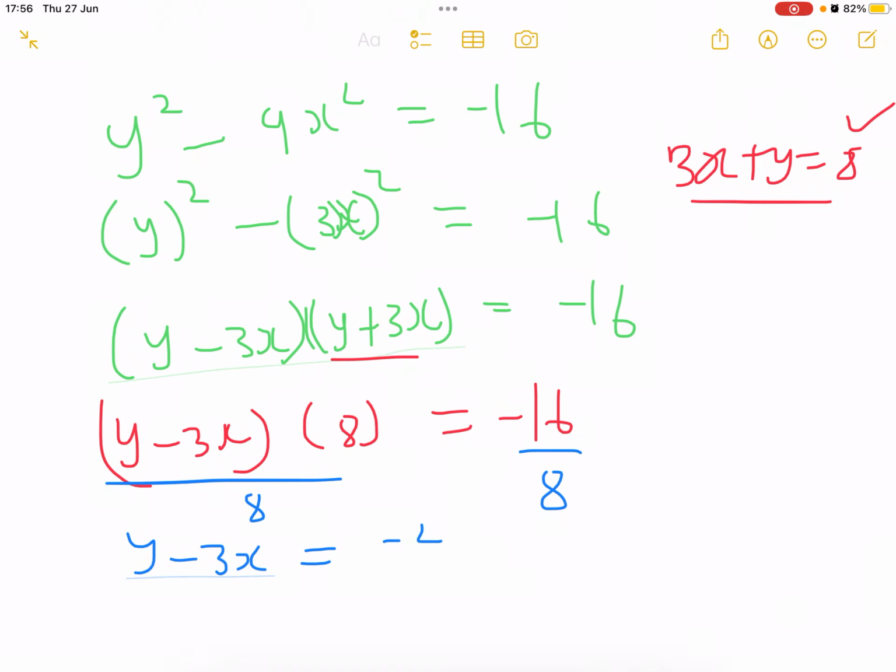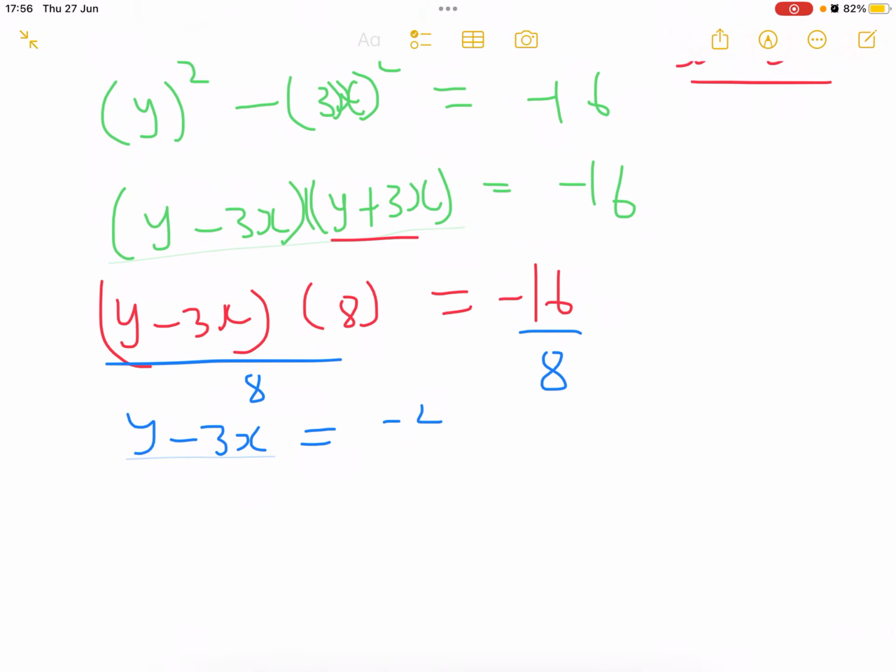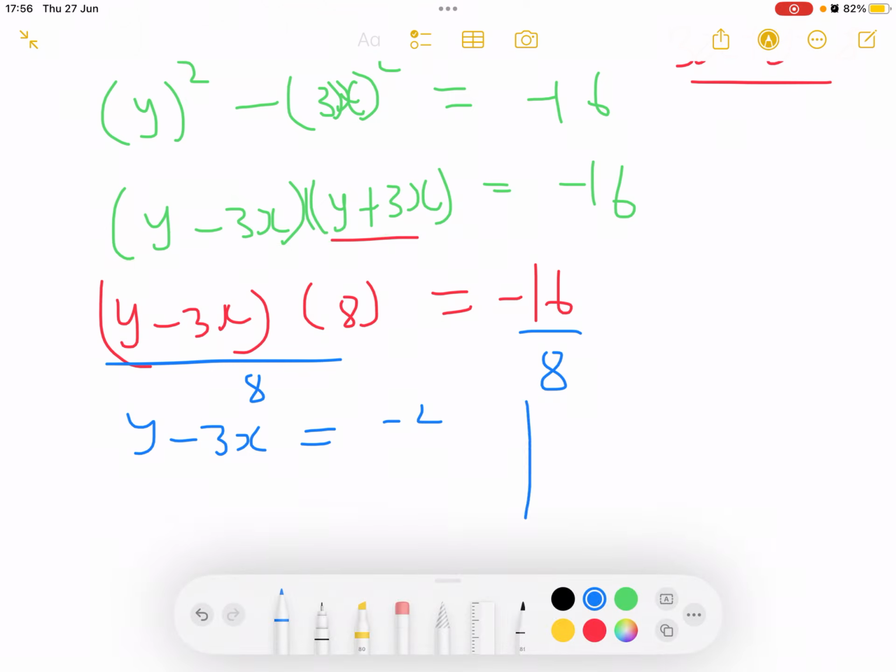But we can also now choose to say, let us do the elimination straight away. Say this is y plus 3x equals 8.